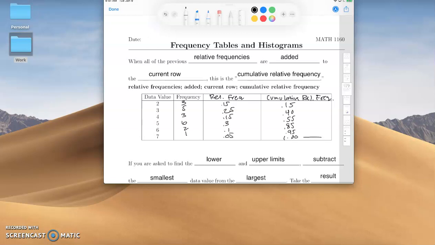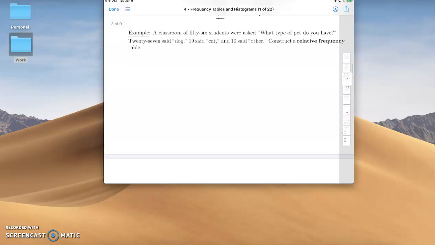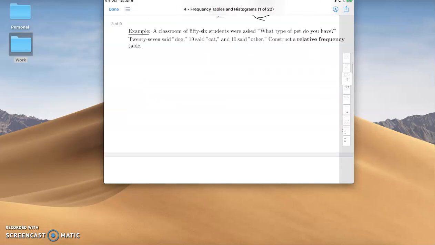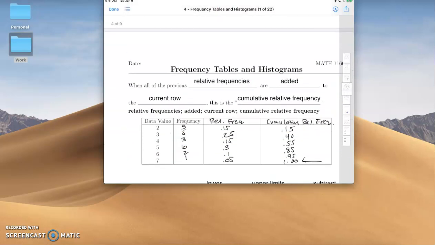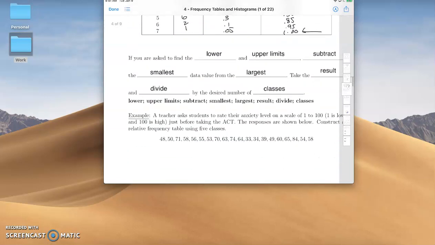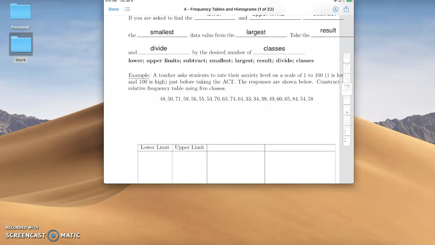Right here, it's very important to notice your last cumulative frequency value should be 1 for the same reason that we saw a total of 1 here, right? We're saying here that this makes up 100%, and here we're saying that all of these together is 100%, which makes sense. All right, if you are asked to find the lower and upper limits, subtract the smallest data value from the largest. Take the result and divide by the desired number of classes.